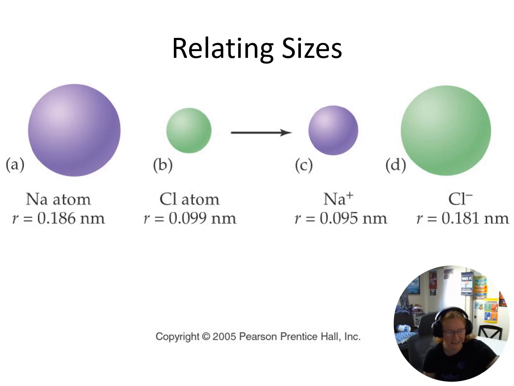And then I think this is kind of interesting, that when I look at this, my sodium ion and my chloride ion almost change places. So sodium goes from 0.186 nanometers to 0.095 nanometers, whereas chlorine goes from 0.099 all the way up to 0.181. And so they kind of almost swap sizes there. And so sodium goes down when a cation forms, chlorine goes up when the chloride anion forms.